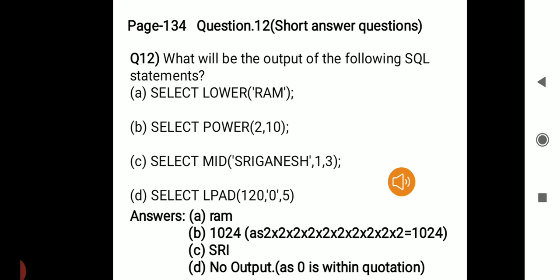Then come to the last query, that is D. Select LPAD within brackets 120, the number '0' in quotation, 5 followed by a semicolon. As you can see, the middle number 0 is within quotations, so it changes into a string. As a result, this number cannot represent the total length once it becomes a string, so the result is no output as listed in the answers.